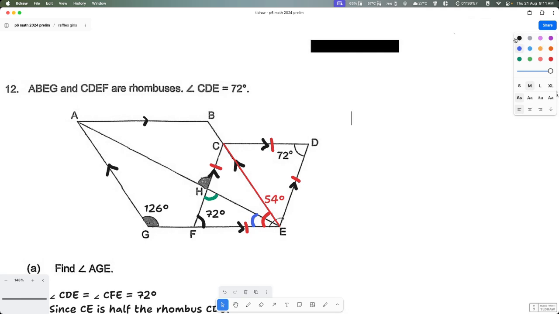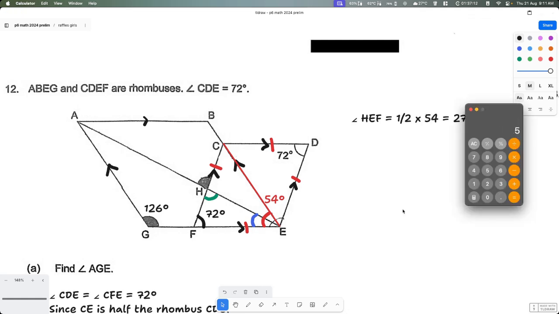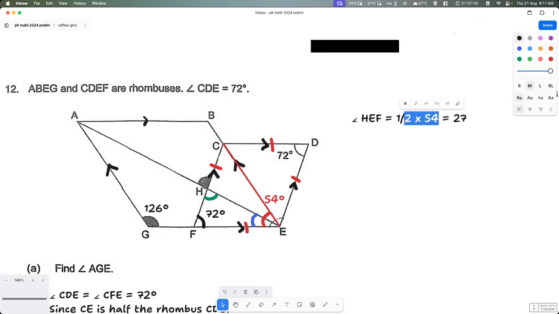So we can write this down. Angle HEF is equal to half of 54. Half times 54 gives us 27. To double confirm, 54 divided by 2 is 27 degrees. From here, I think we can find the answer. In this case over here, let me just put 54 like this.